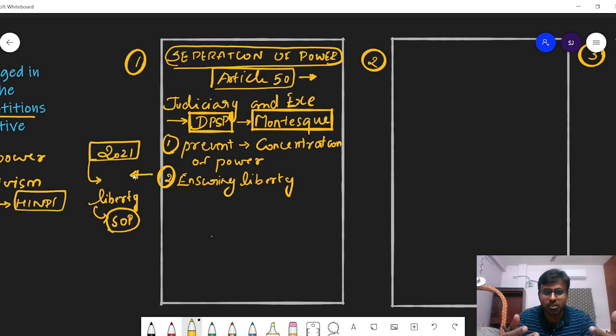Whatever you read, try to include that. Make the answer live. So the UPSC itself is saying that for liberty in a liberal democracy, separation of power is essential. So write Montesquieu, write prevention of concentration of power, ensuring liberty. By this, you have established the fact that separation of power is in the constitution.